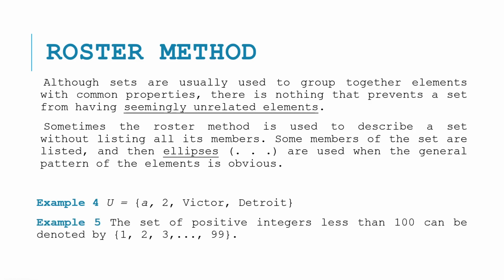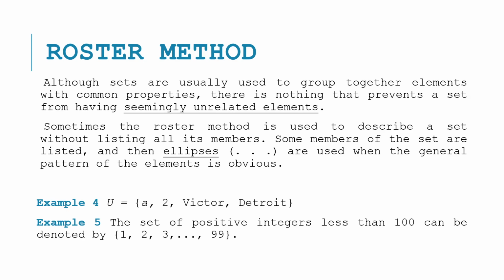For the first paragraph, it says that the elements in a set do not really have to have a relationship to each other. For example, we have set U here where the elements are a, 2, Victor, and Detroit. These elements or these members of the set do not have a relationship at first glance, right? Still, it can be a set. Okay, you could have unrelated elements for a set.